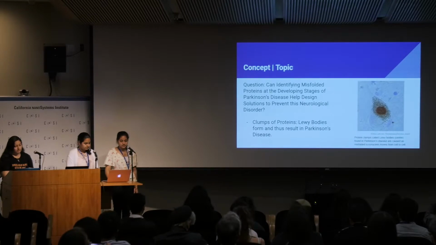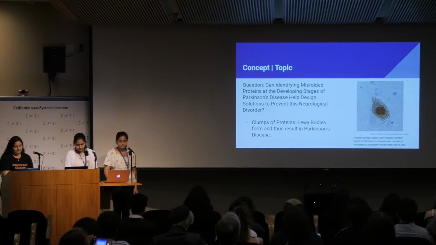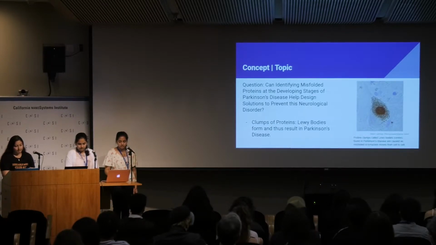Our question relates to identifying the issue before it occurs. In this case, our goal with our proposal is to identify when the proteins in the human body start to misfold in order to design possible solutions such as an antibody to prevent this disorder. Techniques such as cryo-electron microscopy can provide 3D images of these protein structures.